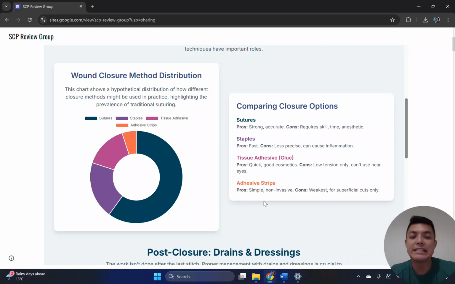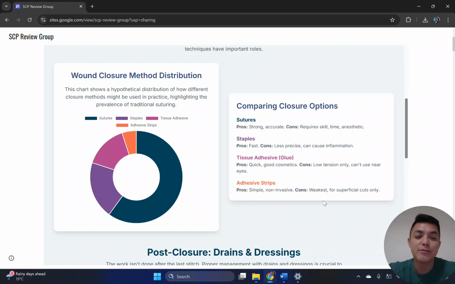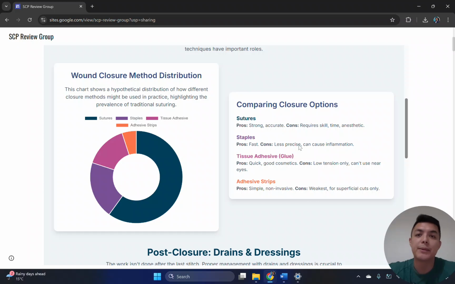Next is adhesive strips. Pros: it's simple, it's non-invasive. It's just those Steri-Strips. Not my sponsor, but Steri-Strips. Its cons: it's the weakest, and it's for superficial cuts only. It might also cause shearing, and it can't be put on high tension areas like elbows and knees, also just superficial.